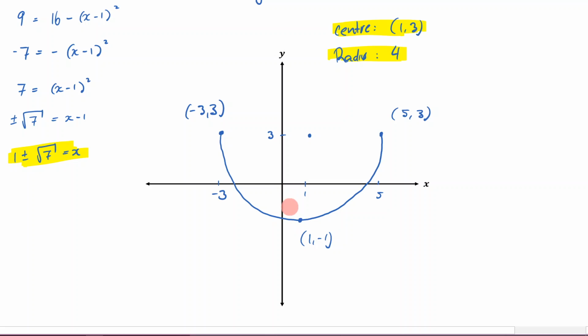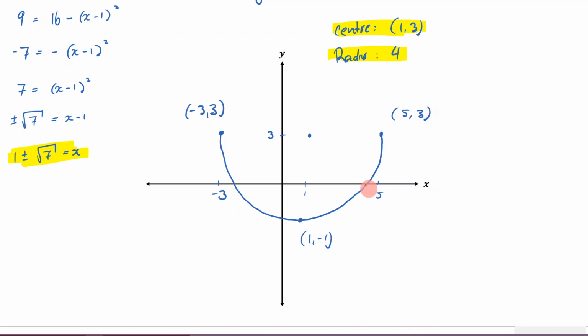Don't worry if it's a little bit off. I mean, that's tolerable. Does that really look like negative 1? I suppose. So 1, negative 1. What's really important is you're labeling everything correctly. That's what you're going to be marked right or wrong about. So that's what you're really going to take note of. So we've got negative 3, 3. We've got 5, 3. We've got 1, negative 1.